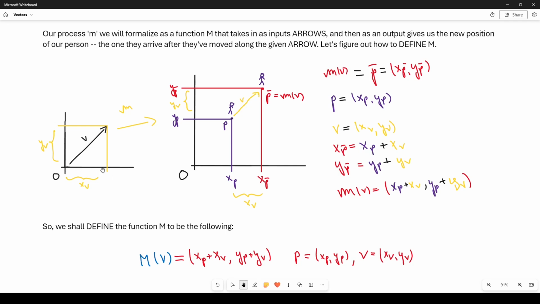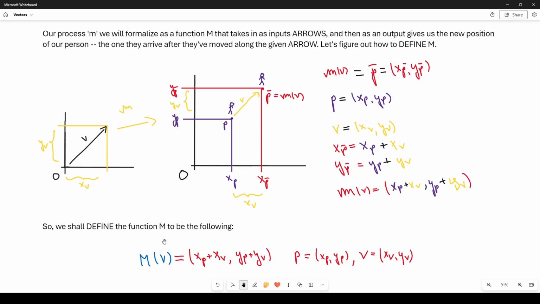So this length plus this length, and this length is just equal to the projection of our arrow onto the x-axis, and this is the y projection. So this length plus this length gives us the new x coordinate. Same goes for y. So we see that M of v is equal to xp plus xv and yp plus yv. So we just add coordinates.